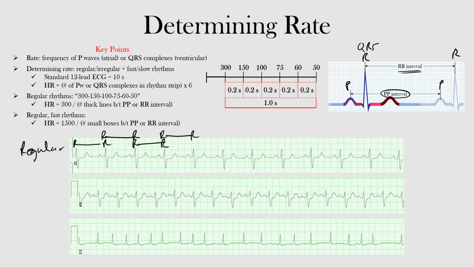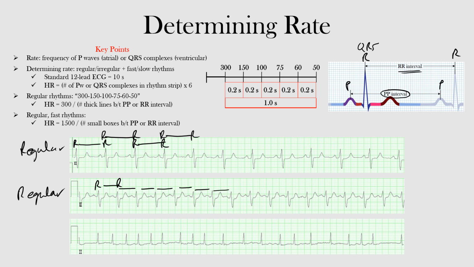The next one, on initial glance, looks quite regular as well. Here's one R wave to the next R wave, and then we'll measure from these ones. If you were to measure these out, all of these would be the same throughout, and again, this is a regular rhythm. So the first two are regular rhythms.